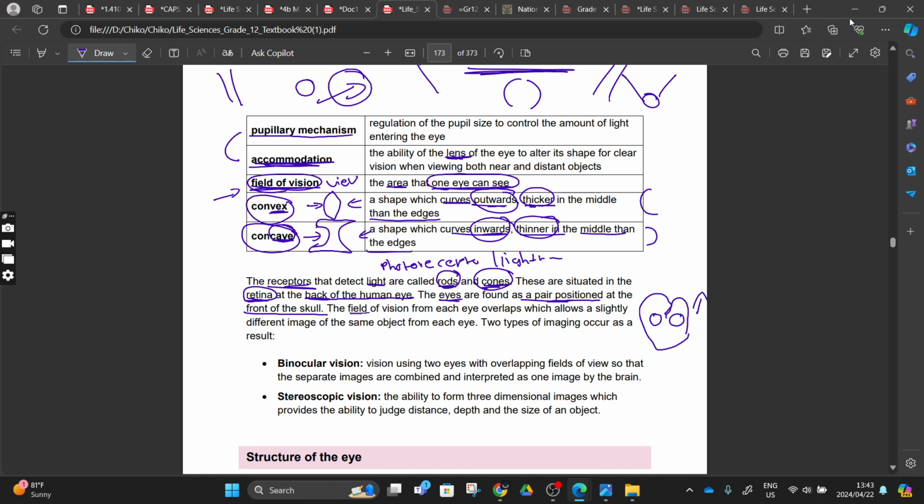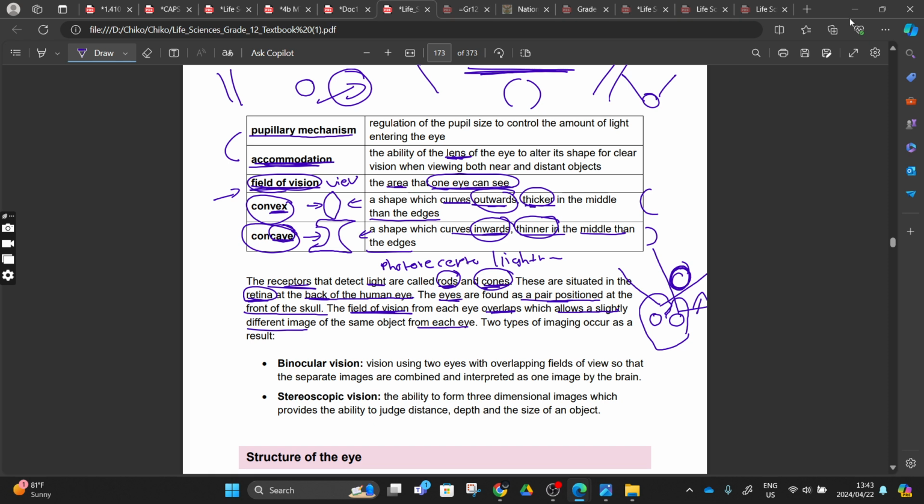The field of vision, I was talking about this. The field of vision from each eye overlaps, which allows a slightly different image of the same object from each eye. Here's the thing. You have this eye here, right? This eye is going to have the field of vision like this, and this eye here is also going to have the field of vision like this, right? So when this overlaps here, it means that now you have two pictures combining.